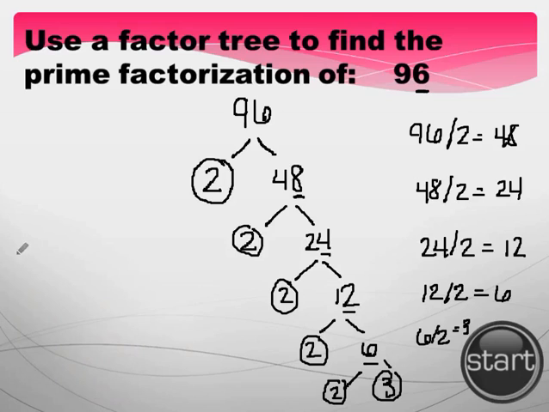So the prime factorization of the value 96 is equal to 2 to the 5th power times 3, because if we look, we have 1, 2, 3, 4, 5 values of 2, which is a prime number, and 3. So we write our base of 2 with an exponent of 5.